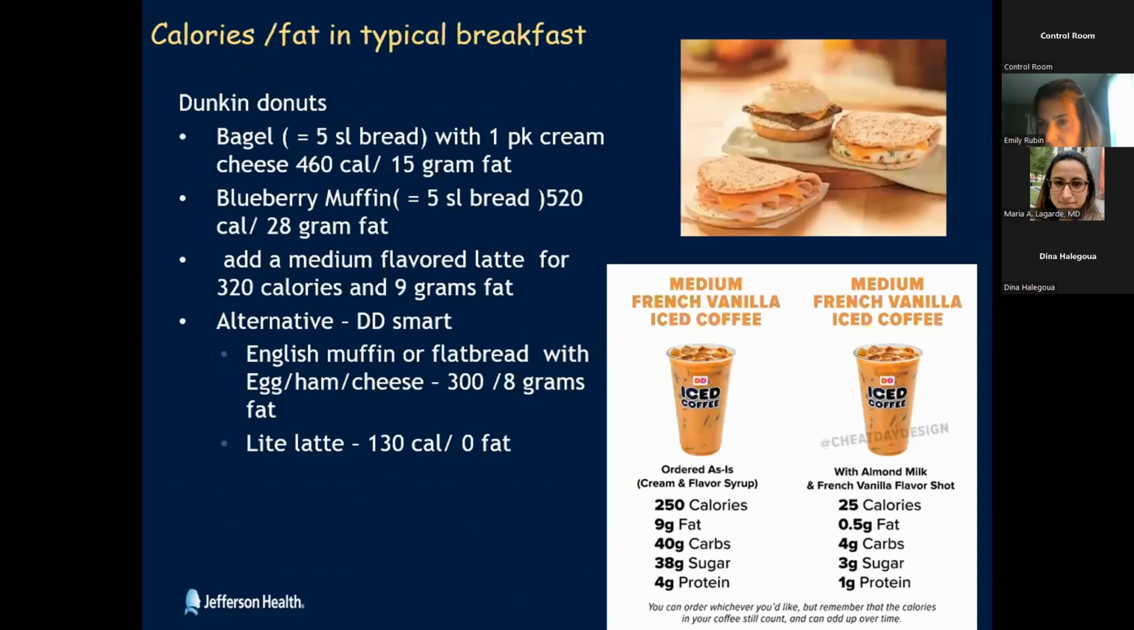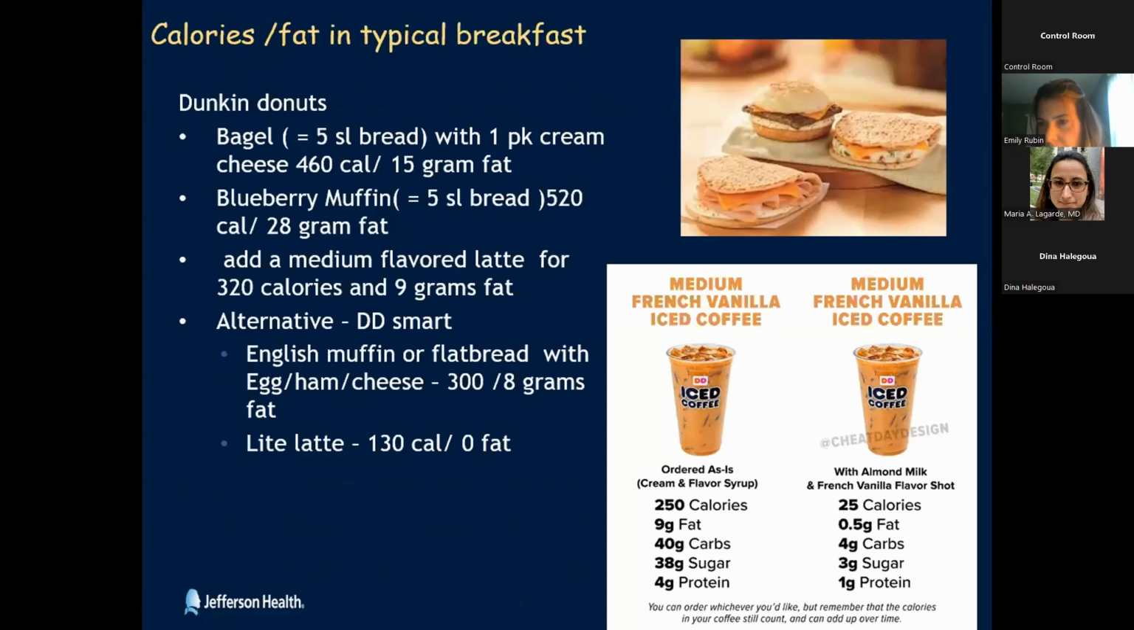Talking about typical calories and fat in a day, if patients go to Dunkin' Donuts, I don't want to tell you you can't eat out. Let me make a substitution for you. Let's choose the English muffin instead of the bagel, maybe get rid of the blueberry muffin as well, and maybe use an egg. They have these little egg wraps.